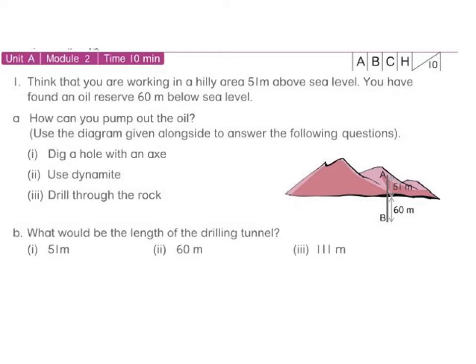But now the question is given in meters. Now consider this, how will you take out the oil? And the second question is asked, what would be the length of the drilling tunnel? While you read the second question, as I have always told you, sometimes the answers are given in the questions itself. Once you read the second question, what would be the length of the drilling tunnel? Then the answer to the first question becomes very clear.